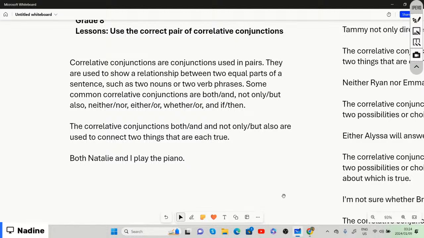And some common correlative conjunctions that basically show the relationship between equal parts within a sentence. The pairs, or how they are used in pairs, are both and, not only but also, neither nor, either or, whether or, and if then.